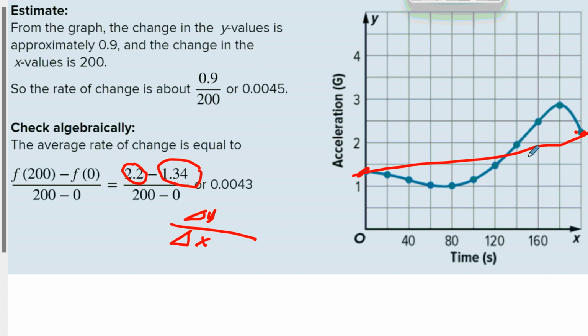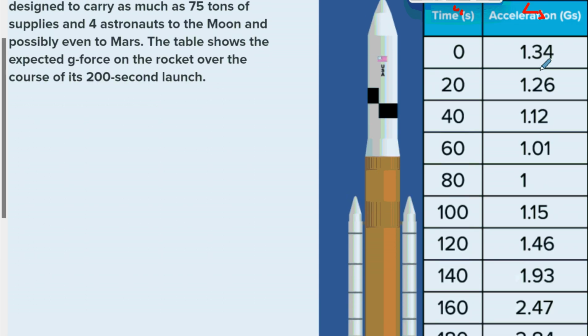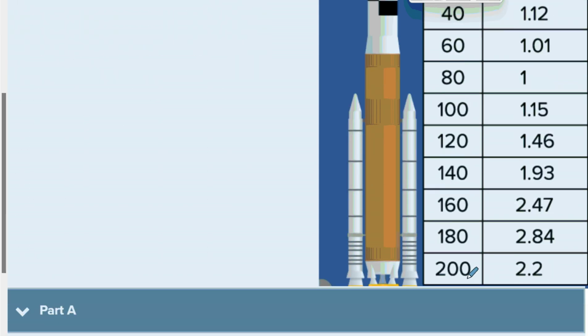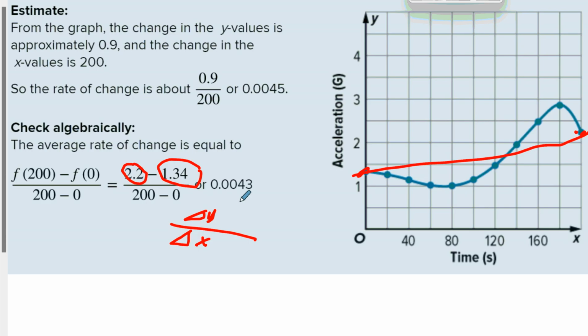So I take the difference of my y's, which is given in this column. So 2.2 minus 1.34 divided by my difference of x, which is 200 minus 0. And I do that division, and I get my answer. That is my average rate of change between those two. Okay, and then we can go ahead and see.